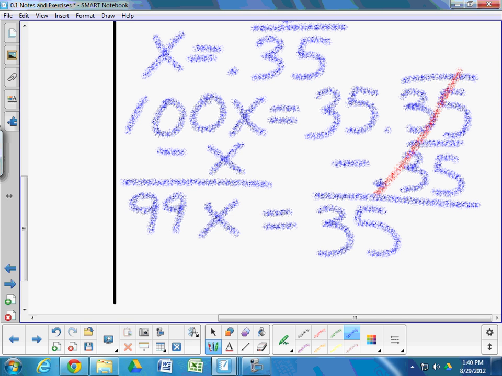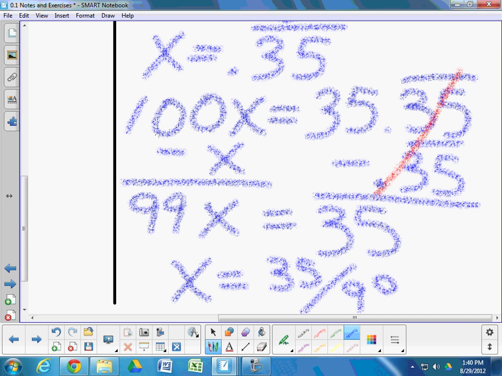So instead of x equaling 2/9 or 3/9, now it's going to be in 90/9 because you had to move it 2 places, and it's 35/90.